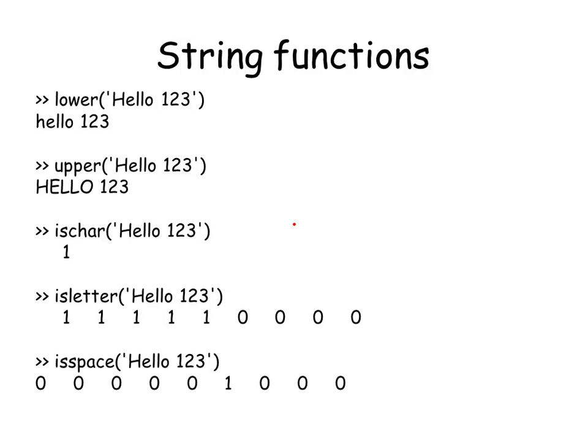The lower function will take a string and return the same string converted to lowercase. So all the alphabetical characters will be converted to lowercase if they are uppercase. If they are lowercase, they are not changed. So hello space 123 gives you lowercase hello 123. Similarly, the upper function will take the string and convert all the lowercase characters to uppercase.